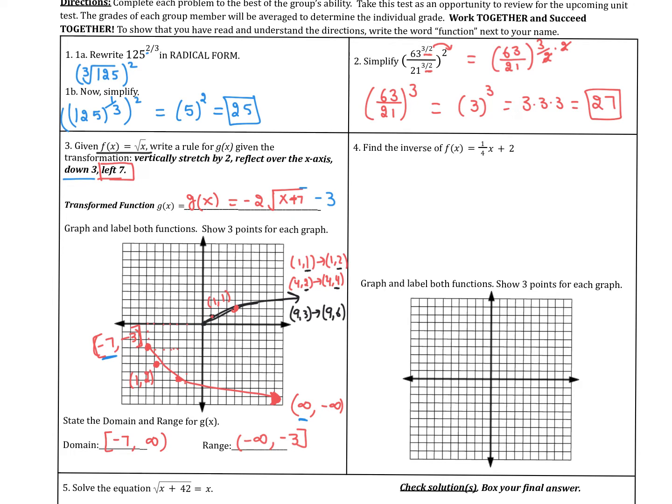For number 4, find the inverse. So the inverse has specific steps. What are the steps here? Change the f(x) as y, first of all. And then the next step is to switch.